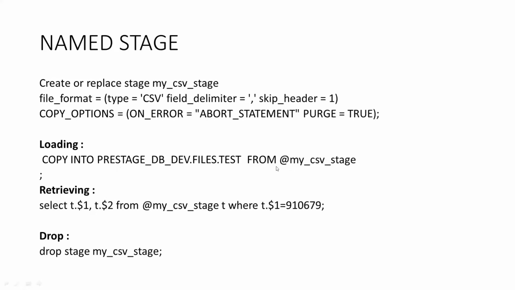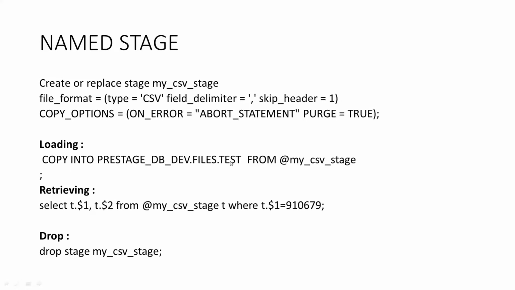Loading into the table from the stage name: at the rate means it's a named stage, at the rate tilde means it's a user stage, and at the rate percentage means it's a table stage. Once the data is loaded, you can even select star from the table, with database name, schema name, and table name, and query from there.